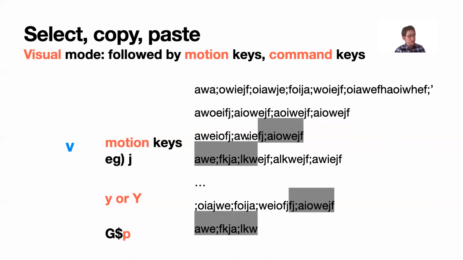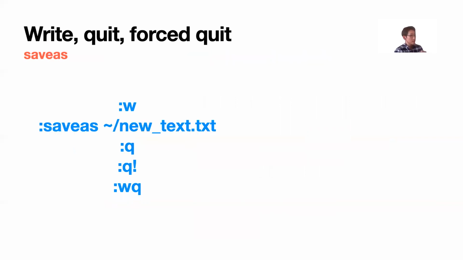If you do something like this, you will select a bunch of words and then Y. If you press G, capital G, it goes to the bottom of the document. The dollar sign will take you to the end of the line, and P will paste it there. Yeah. You will get it once you actually do it. So don't worry if you don't get it.